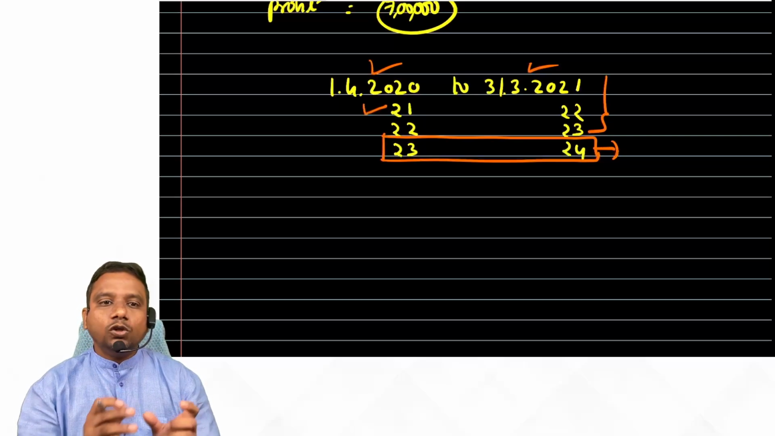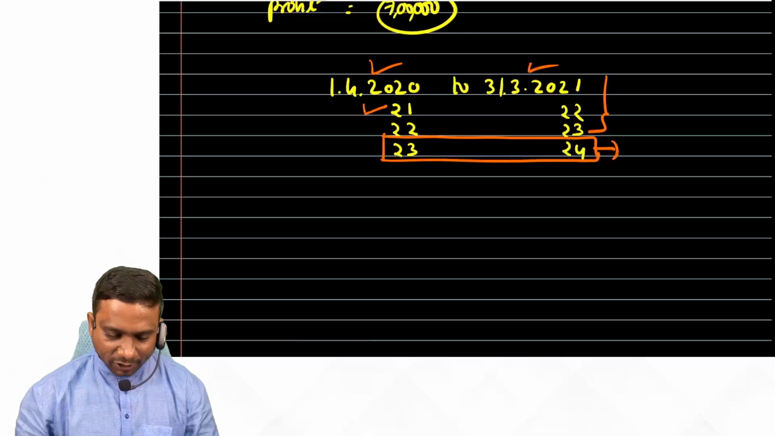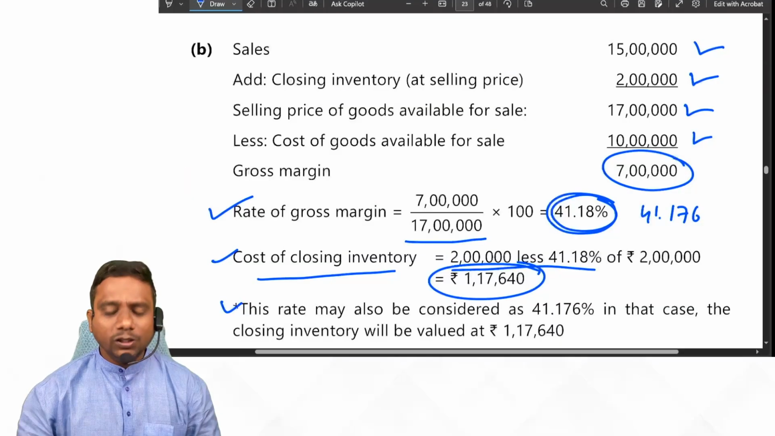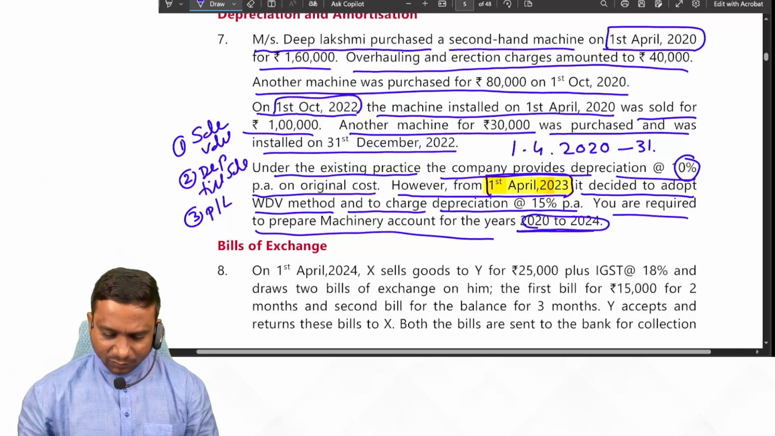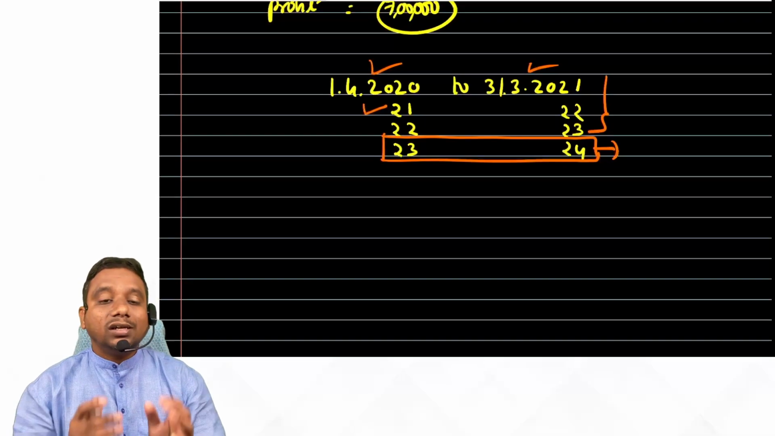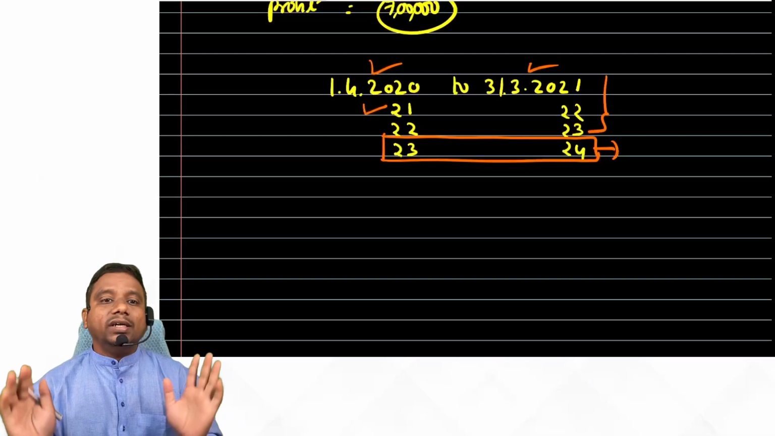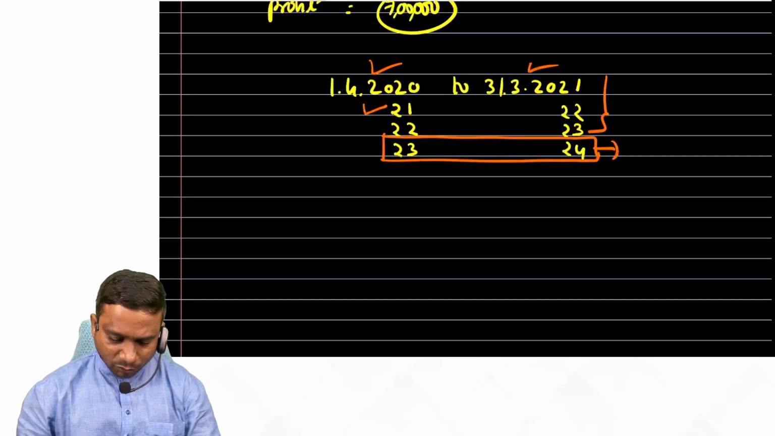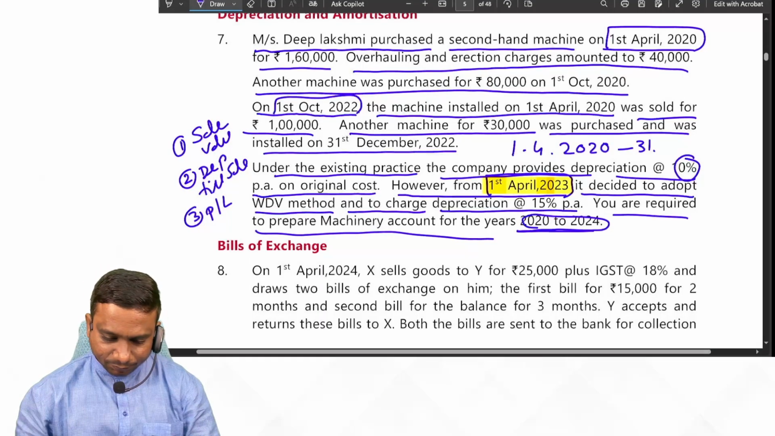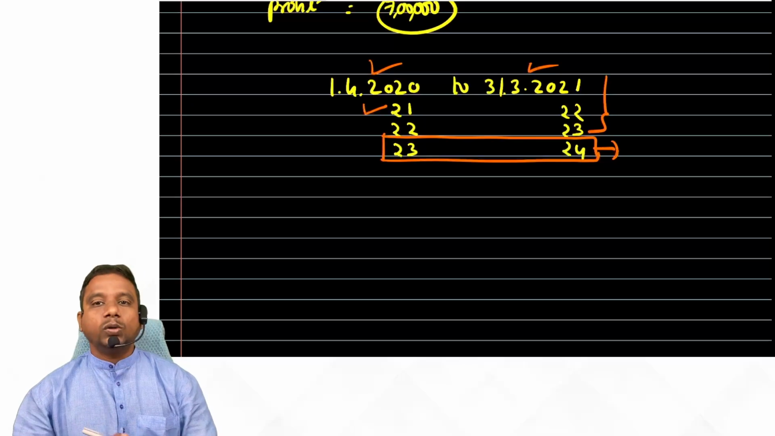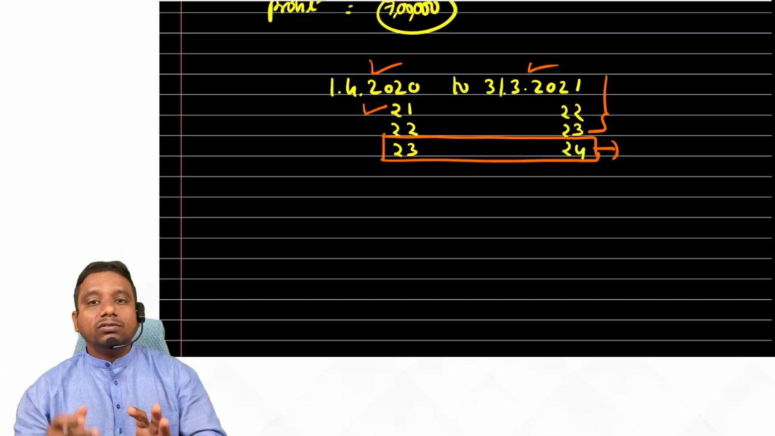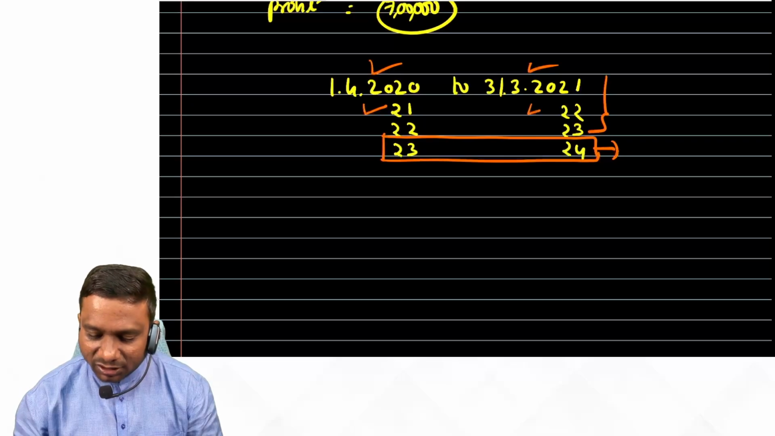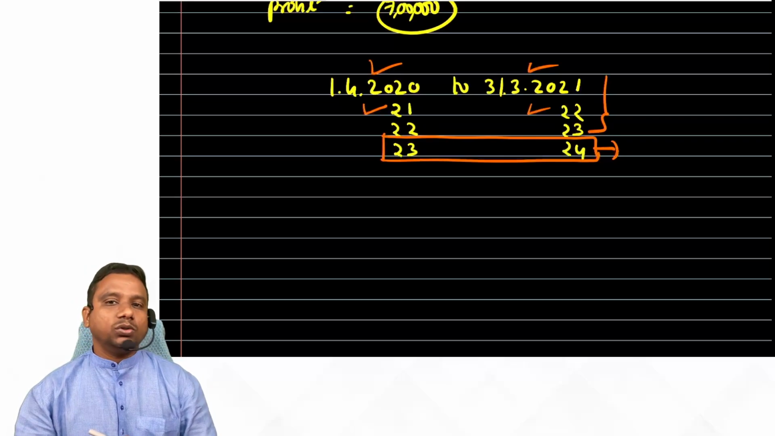Now come to the second year. What happened in 2021-22? Observe carefully. We sold the asset on 1st October 2022. That means nothing happened in 21-22. 21-22 means 1st April 2021 to 31st March 2022. So directly you can calculate depreciation on 31st March 2022.